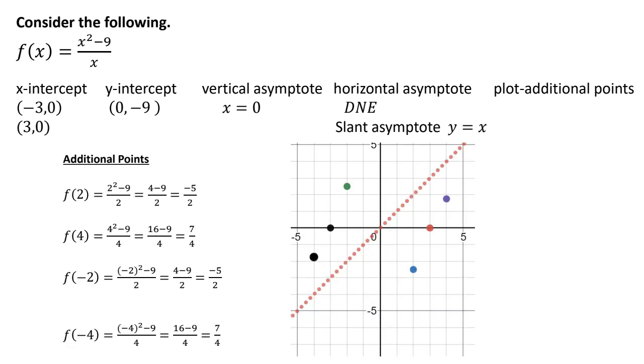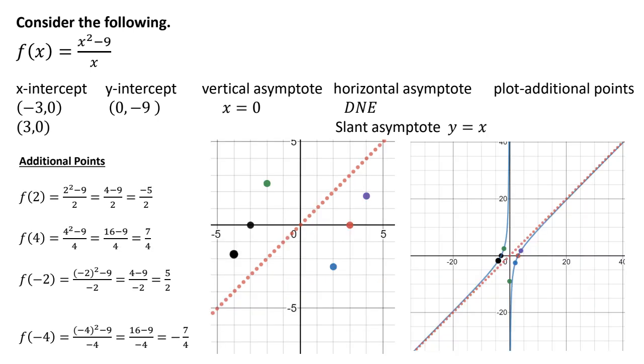Then we're going to let the computer do our work because we need to zoom out here. We see we do not have a y-intercept. This was a little typo here, so there's no y-intercept. We just have our x-intercepts at -3 and at +3, and we have our slant line.